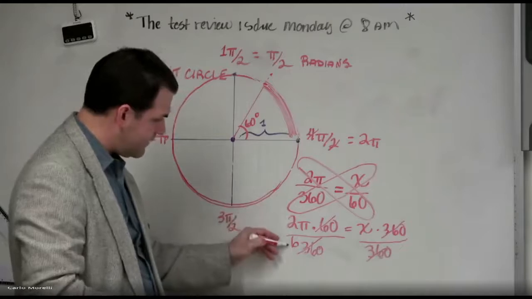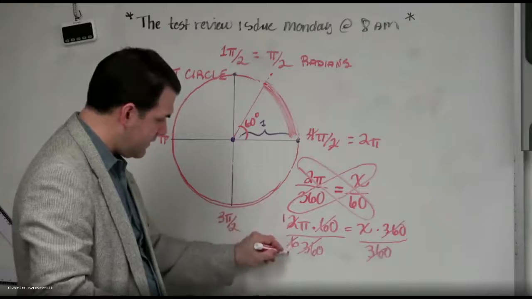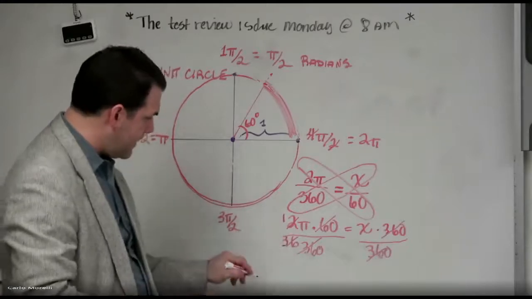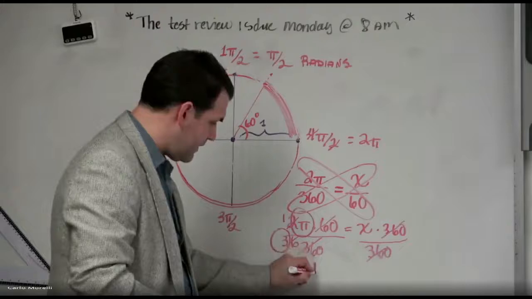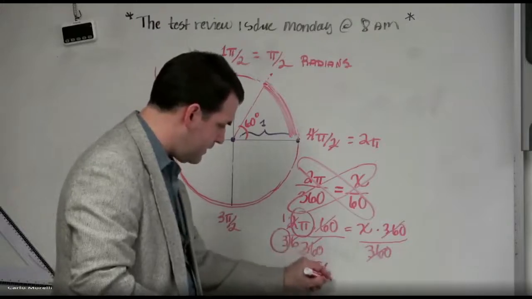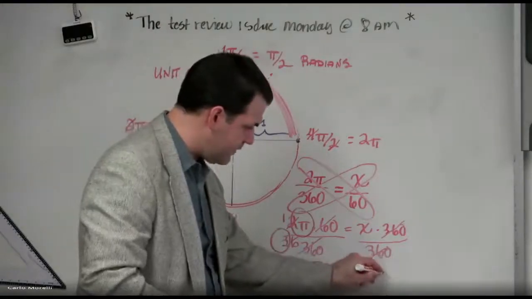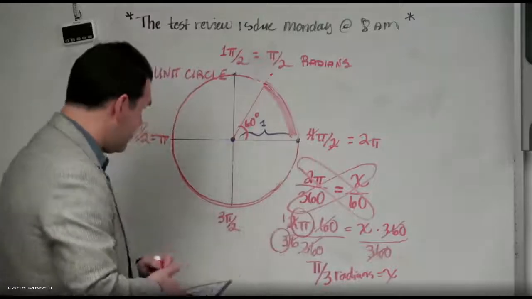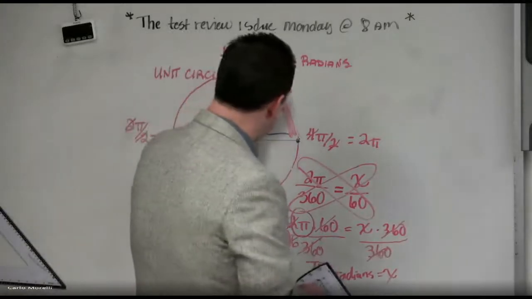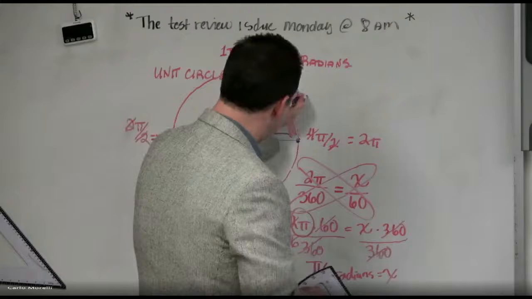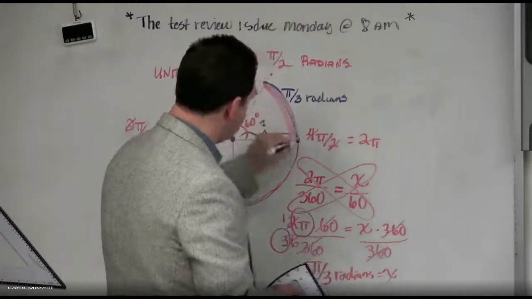And now I have a 2 and a 6. I can reduce that by dividing both by 2. This leaves 1. 6 divided by 2 is 3. So now I've canceled everything out except this pi on top and this 3 on the bottom. So pi over 3 radians equals x. That means that for an angle of 60 degrees, I have pi over 3 radians that measures off this portion of the circumference of the circle.